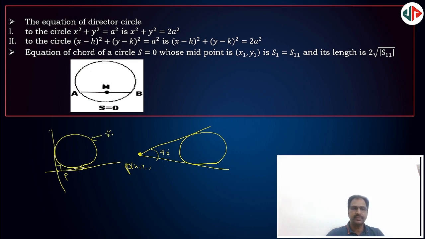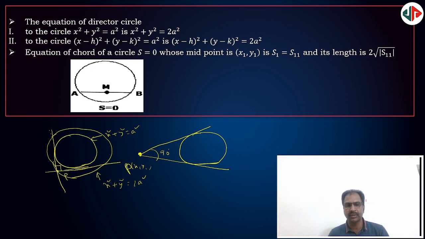If the given circle is x square plus y square is equal to a square, then the locus of P is also a circle which is concentric with the given circle like this, and its equation is x square plus y square is equal to 2a square. So what is the definition of director circle? It is the locus of the point of intersection of perpendicular tangents drawn to a circle. If the given circle is x square plus y square is equal to a square, its director circle is x square plus y square is equal to 2a square, which is concentric with the given circle. Both the circles are concentric.